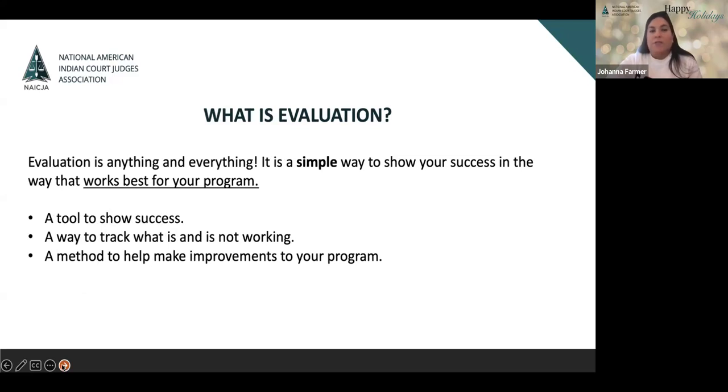So what is evaluation? Evaluation is anything and everything. It's a simple way to show your success in the ways that work best for your program. It's a way to track what's working, what's not working. It's also a method to help make improvements to your program. So what's going on? How can we do better?